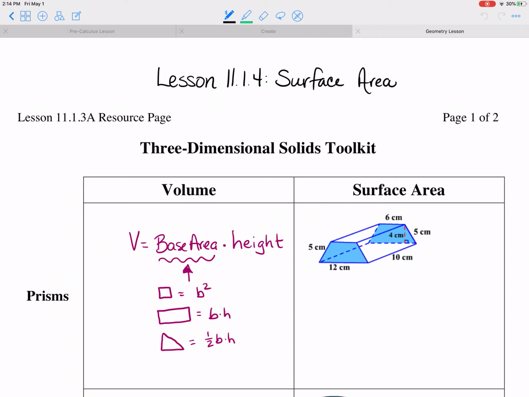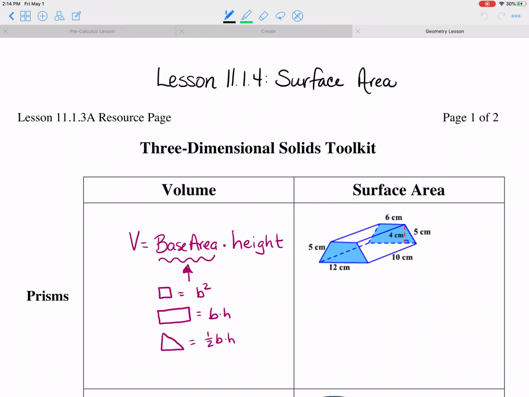Hi, this is lesson 11.1.4, in which we're finding the surface area of various three-dimensional shapes. We're going to veer off course a little bit, and I'm just going to give you the information today instead of working through the core problems. I just think that's going to be a little less clunky as we're working in this virtual realm.